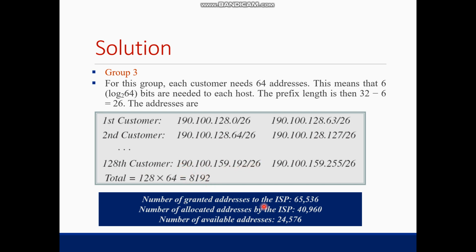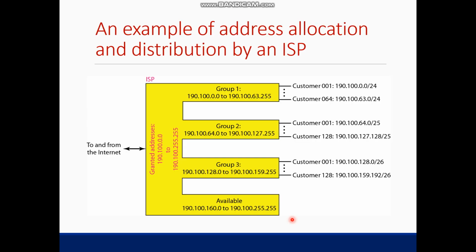So the total number of the addresses which was given to this ISP was 65,536 addresses, and the addresses allocated by this ISP was 40,000. This one is the sum of the three previous ones, and the number of the available addresses is going to be this one. That one minus this one is going to be this one. So this is an example of address allocation and distribution by an ISP.